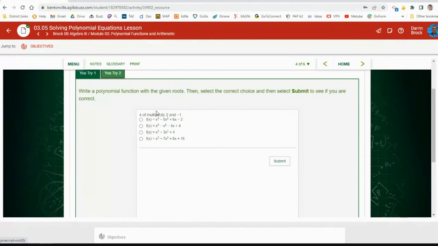Write the polynomial function with the given roots. Oh, this is a good one for do. We haven't done one of these on paper. Let's do this. All right, we're going to do this one together. Write a polynomial function. What if we already have the function? I mean, we have the roots, but we don't have what the function is. This says 4 of multiplicity 2 and -1.